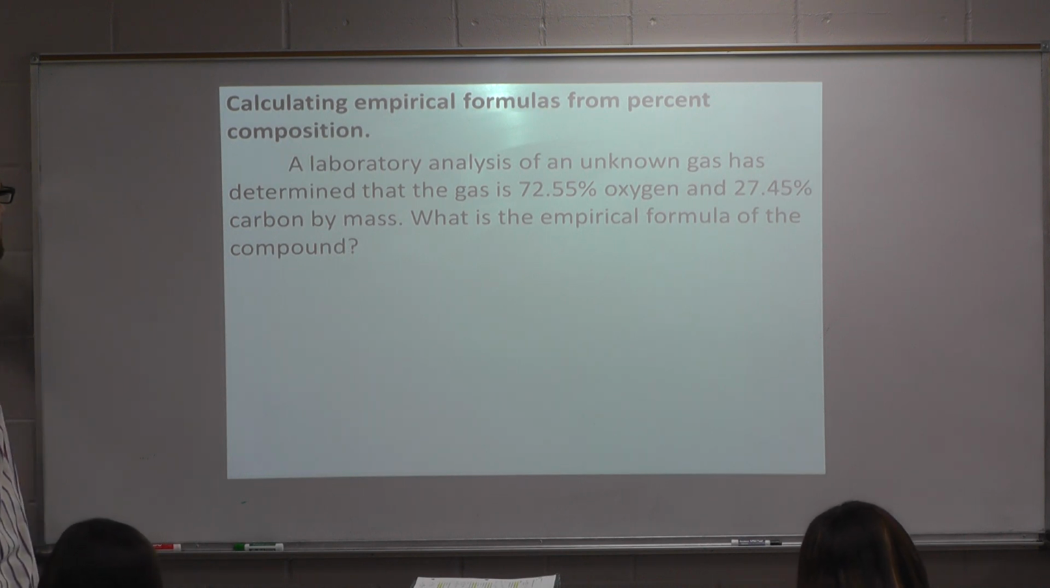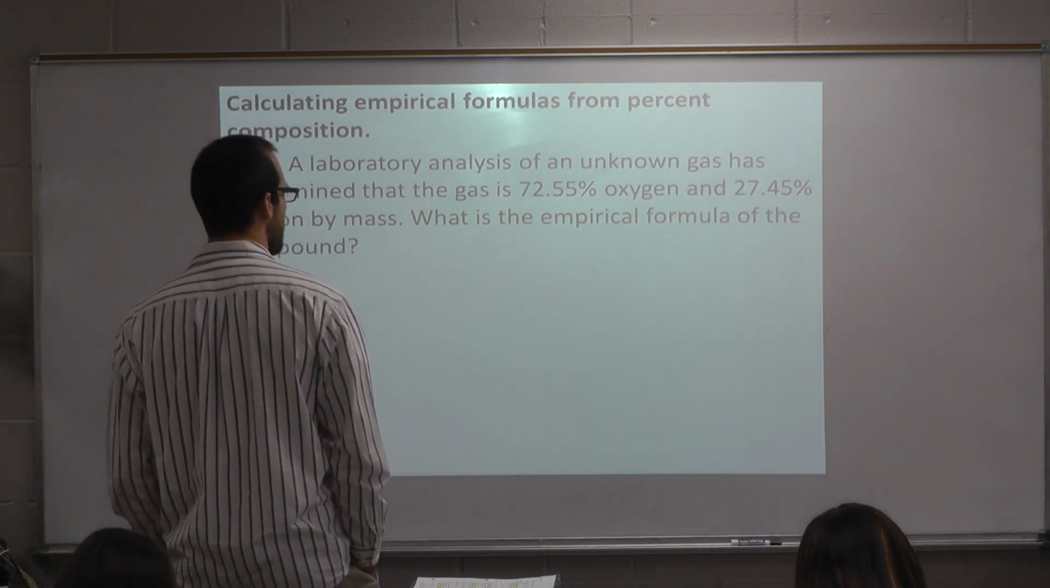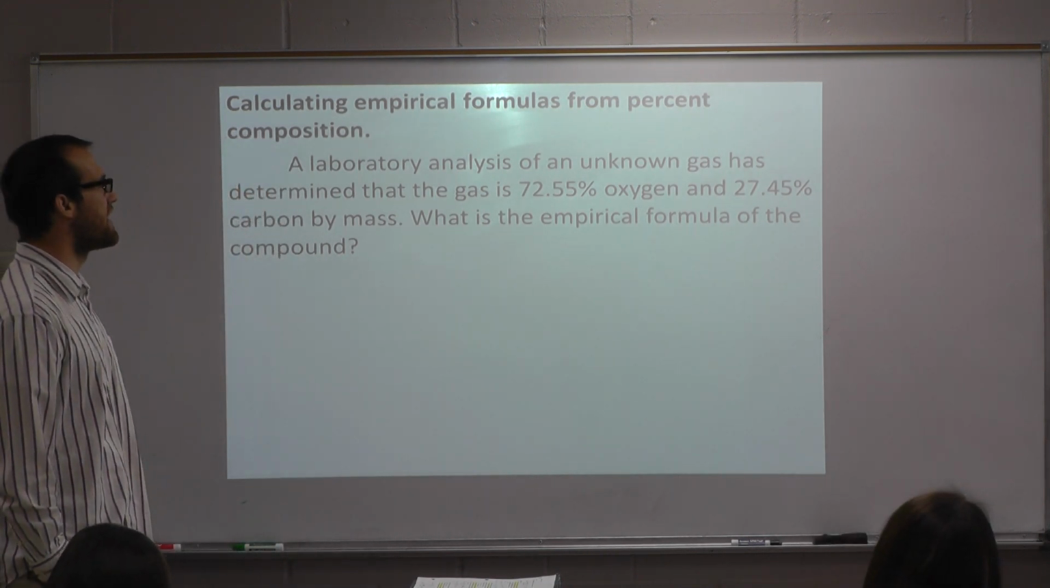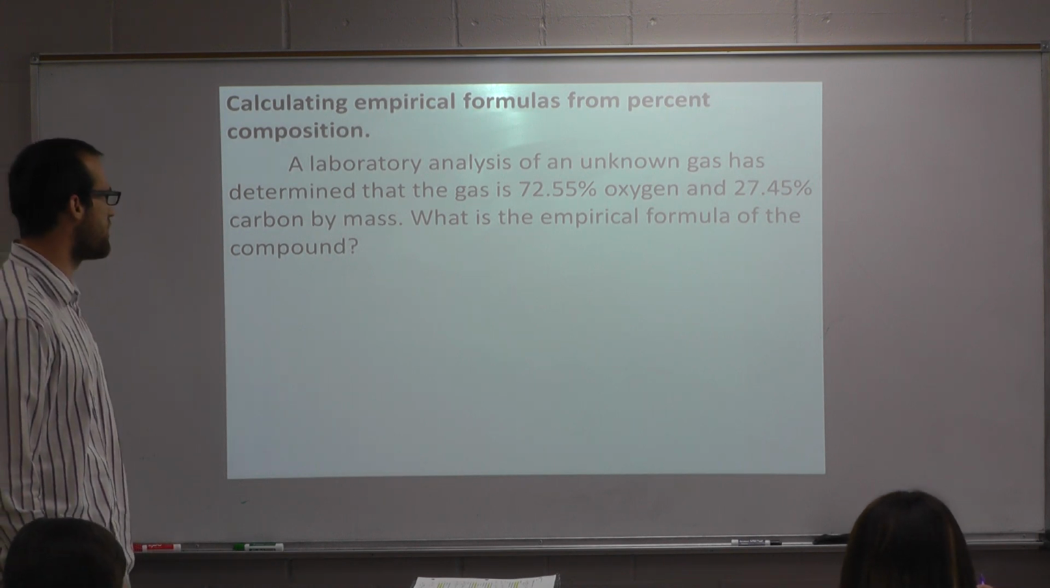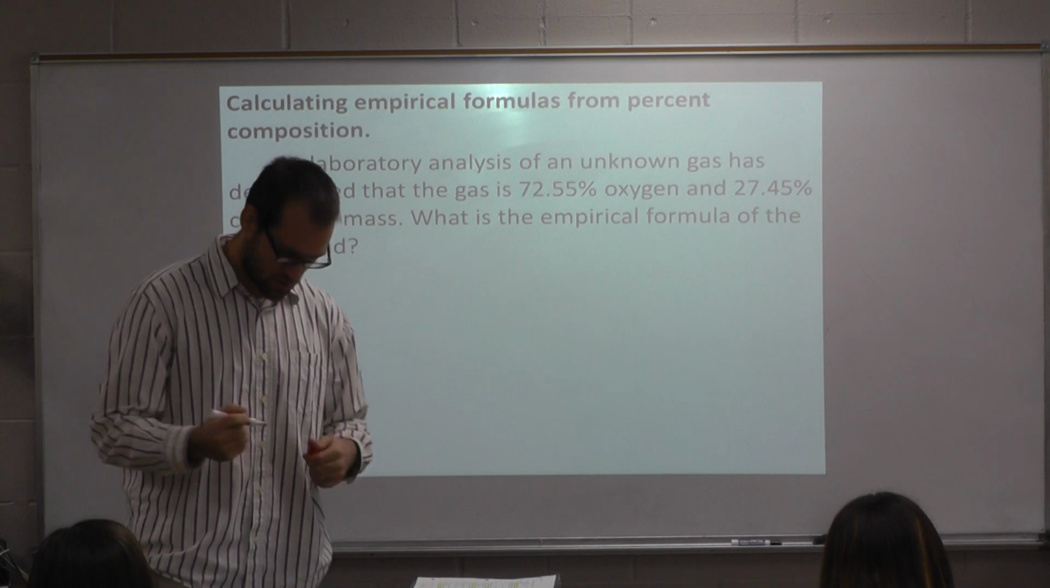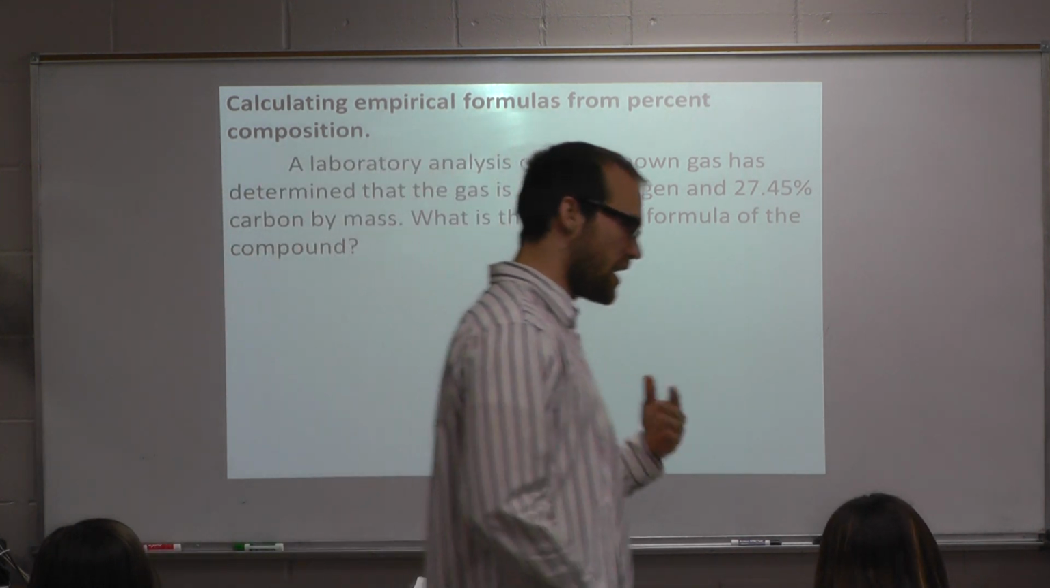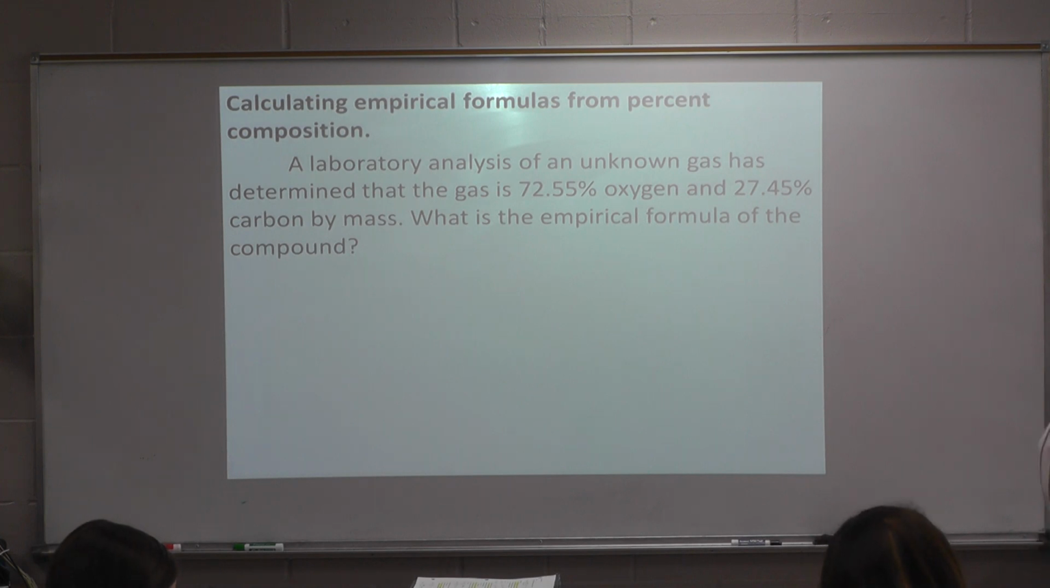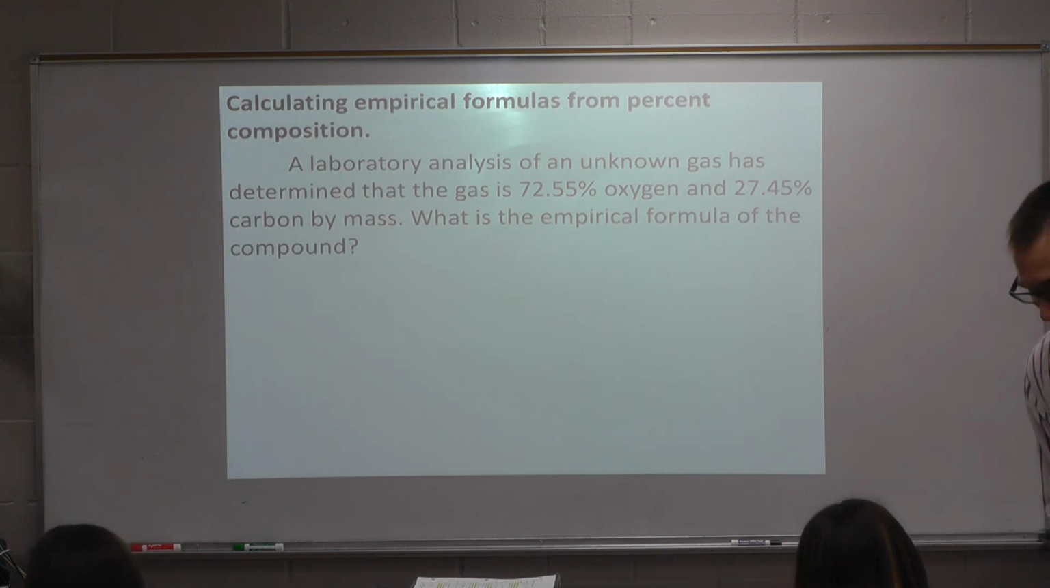A laboratory analysis of an unknown gas has determined that the gas is 72.55% oxygen and 27.45% carbon by mass. What is the empirical formula? Now, yesterday we talked about how it doesn't matter the mass, the percentages always stay the same, correct? We can choose whatever mass we want and the percentages aren't going to change. So is there a certain mass that might be advantageous for us to use to be able to take this percent and use it?